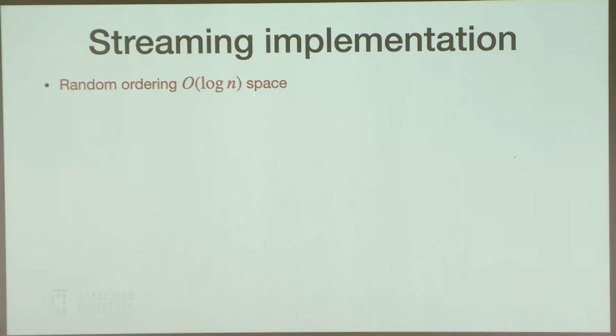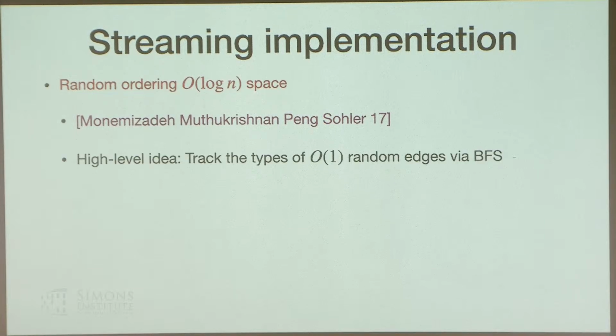Now, that's the sublinear space setting. What about the random ordering? Again, we have a log n space approximation. And this algorithm is actually heavily inspired by a prior work of Monemizadeh, Muthukrishnan, Peng, and Sohler. The high-level idea is that we have constant random edges, which are the first edges in the stream. We want to find out what the types of these edges are and estimate the distribution from that.